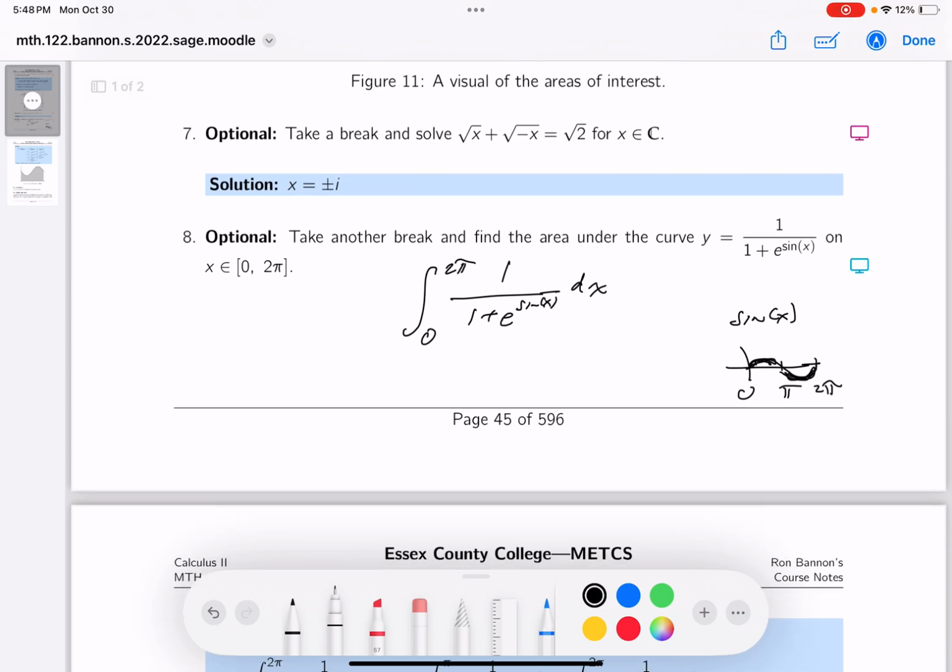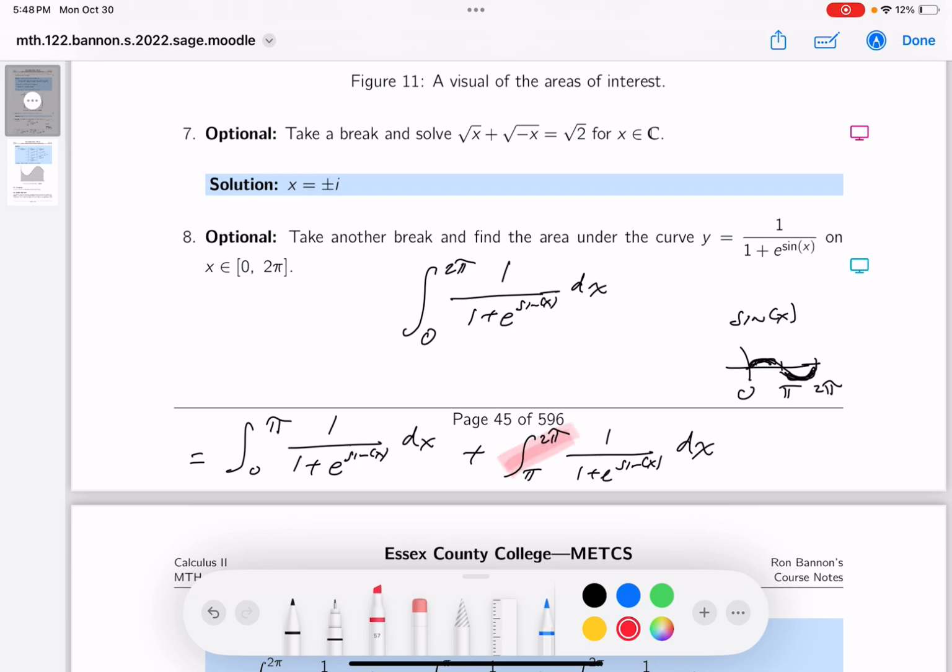So let me write this down for you. I wrote down 0 to pi, 1 plus, I'm sorry, not sine. That's not what they said. Let's start again. 0 to pi, 1 plus e to the sine x dx, plus the next one's going to go from pi to 2 pi, 1 plus e to the sine x dx.